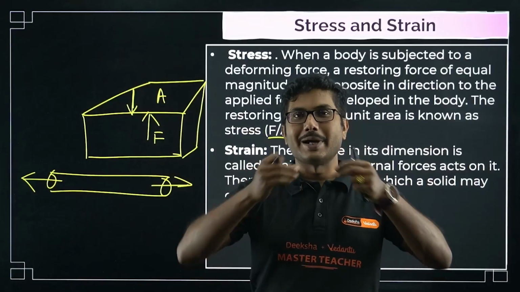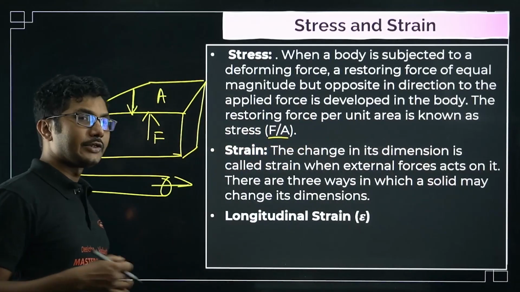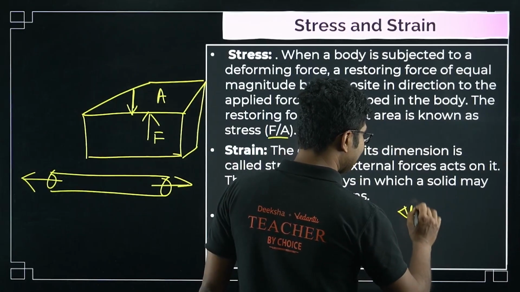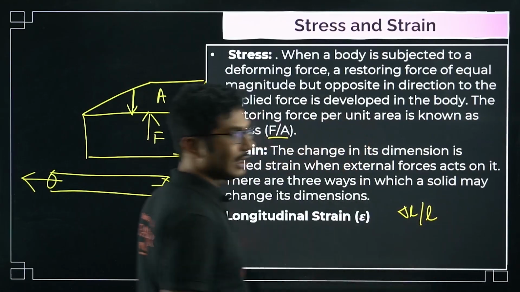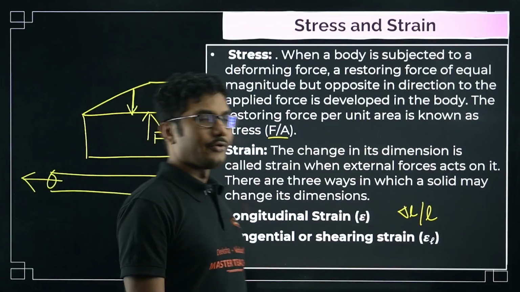The thick rubber band becomes thinner as you stretch it. So this is called longitudinal strain, and it is basically the change in length, delta L, divided by the original length. Next is tangential or shearing strain, which is very interesting.